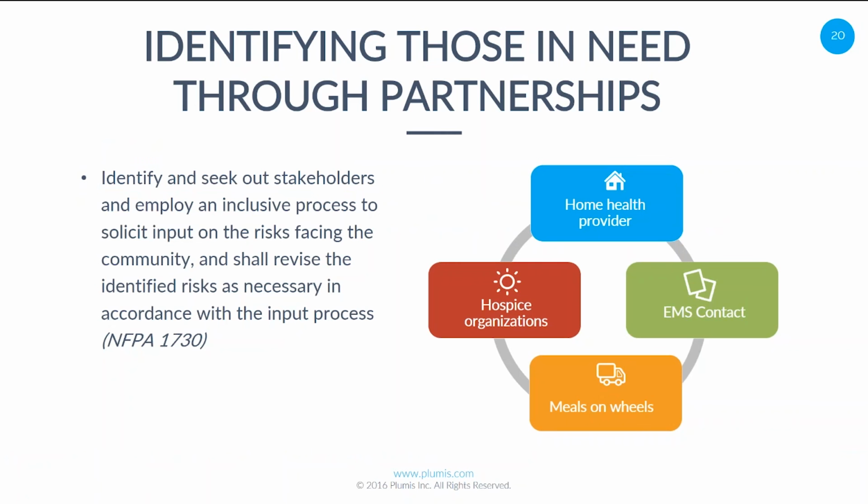We are not in this alone. One of the other things that NFPA 1730 points out in doing the community risk assessment and risk reduction plan is to identify and seek out stakeholders. A stakeholder would be anybody that also has an interest in this population. They could be assisting you with identifying who these people are and also developing ways to reduce the risk.